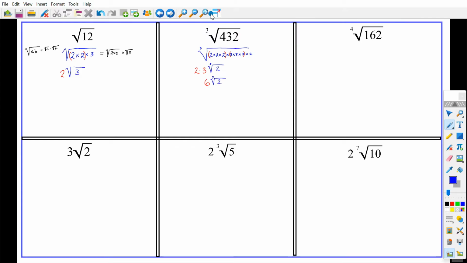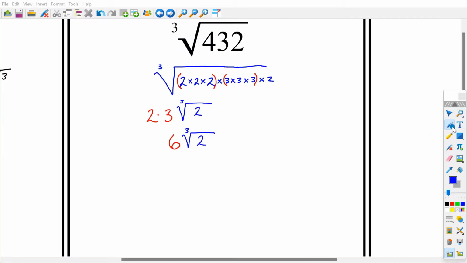So if I check on a calculator, I can switch it to a decimal to confirm that I'm right. So the cube root of 432, if I was to switch it to a decimal, is approximately 7.559, and then it goes on forever and ever. And if I was to check what is 6 times the cube root of 2, I get the exact same answer in a calculator. So that's a way to confirm that we're right.